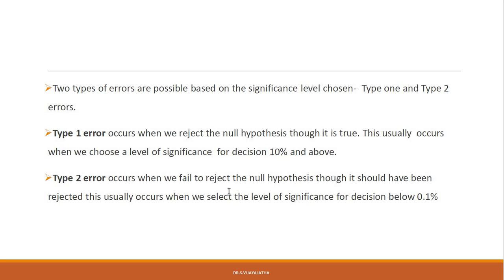The second one is we have to reject the null hypothesis, but we fail to reject it. This may happen when we choose a level of significance below 0.1%. That means when we decide on a level of confidence more than 99.9% to reject the null hypothesis, then we may fail to reject the null hypothesis, though it has to be rejected. In life sciences, therefore, we are choosing the 5% level of significance to decide on whether to accept or reject the null hypothesis.